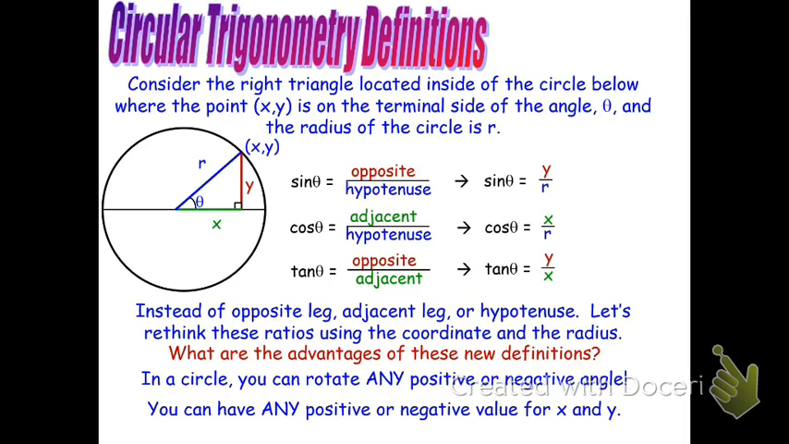In addition, we can now have negative values for x and y. Now, lengths are always positive, but a negative x just means you move to the left instead of to the right. A negative y value means you move down instead of up. So this gives us a whole new set of possibilities. And we're going to take a look at some of those now.